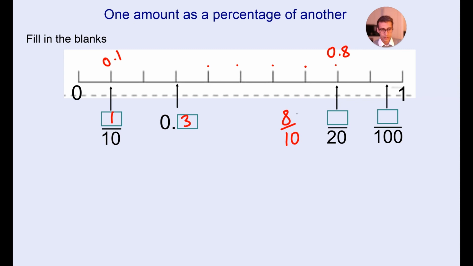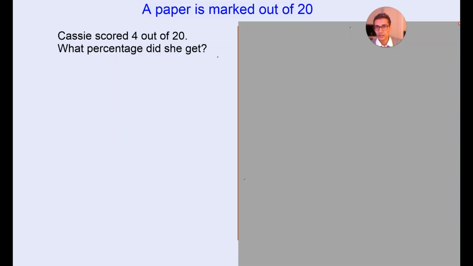However, our fraction is out of 20, so you can see we're going to multiply the top and bottom, the numerator and denominator, by 2. So that's going to give you 16 over 20. And then here you can see we're actually at about 0.95, which is 95 over 100. Okay, let's get started with one number as a percentage of another.